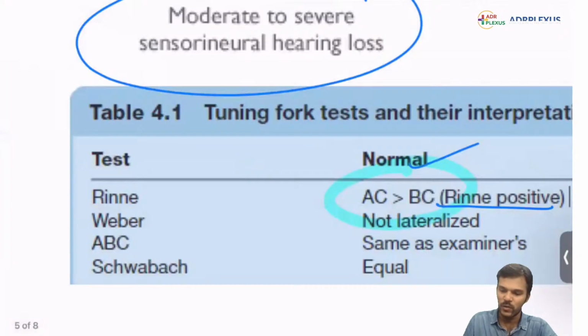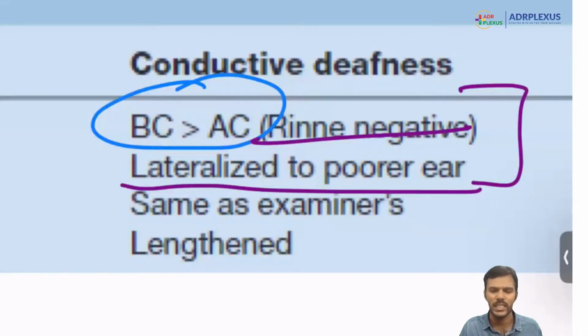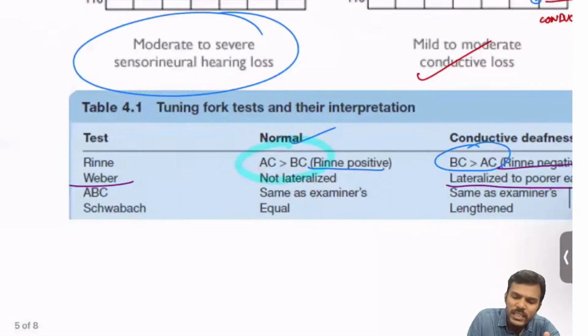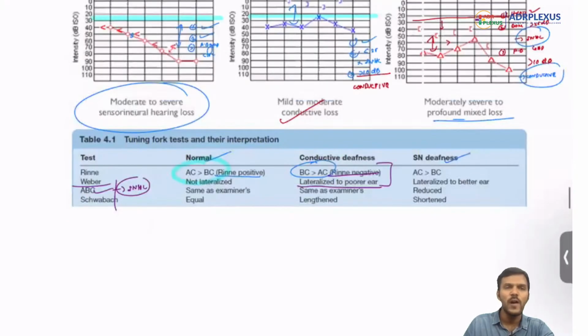So if you want to diagnose conductive hearing loss, you have to remember these 2 points. If you remember these 2 points, you could answer any tuning fork question correctly. Rinne negative, conductive hearing loss. Lateralized to affected ear, it is BPOS. Then you could confirm it with ABC. ABC is only for sensory neural hearing loss. ABC and Schwabach only for sensory neural. This table I have taken from the Dhingra textbook. So ABC is only for SNHL.